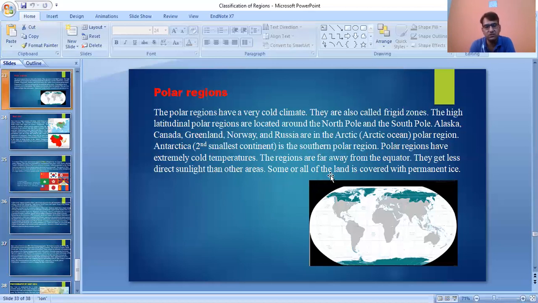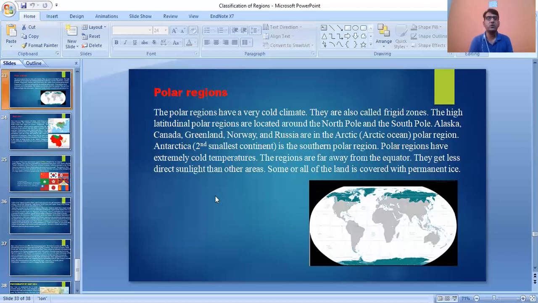Much of the land is covered with permanent ice, as I told you before. There is very little chance of the temperature increasing here. Yes, there may be snow falling also, but if you don't have a high temperature, there is no chance of the snow melting. So this is the area where the ice has been permanently there. I hope you understood.